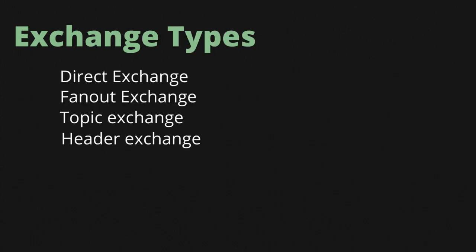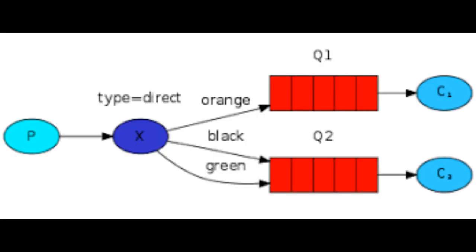Exchange types. RabbitMQ routes messages to queues based on the exchange type and bindings between the exchange and queue. For a consumer to receive messages, it should use at least one exchange. There are 4 types of exchange: Direct exchange, Fanout exchange, Topic exchange, Header exchange. Direct exchange. It delivers messages to queues based on routing keys. The algorithm behind a direct exchange is simple. A message goes to the queues whose binding key exactly matches the routing key of the message.